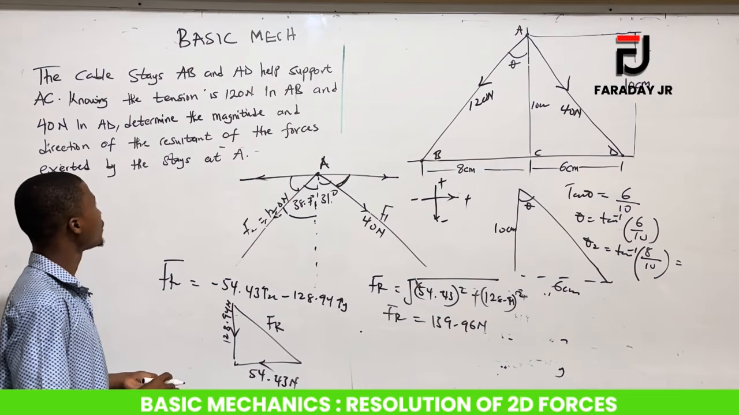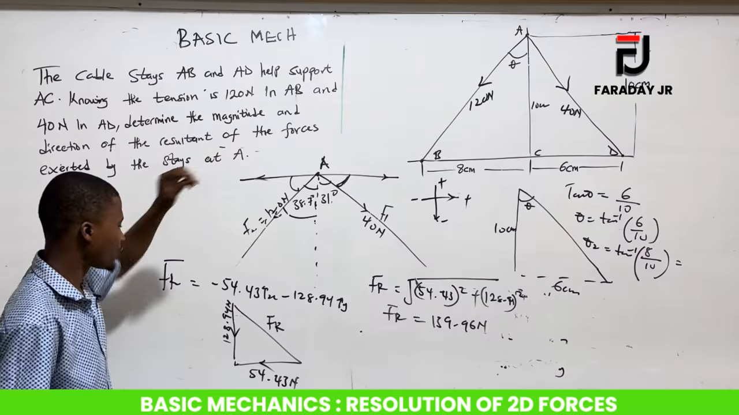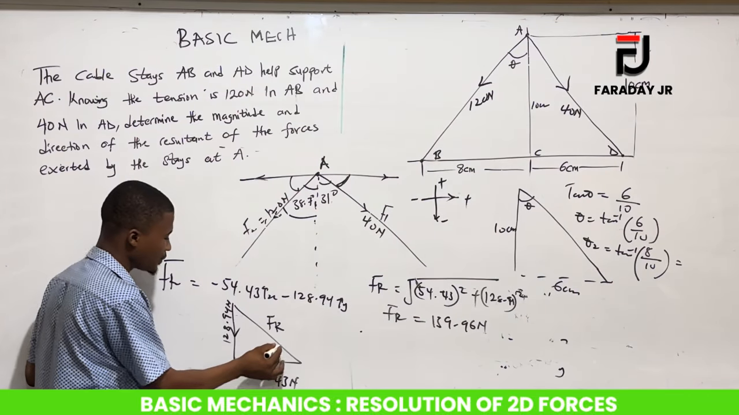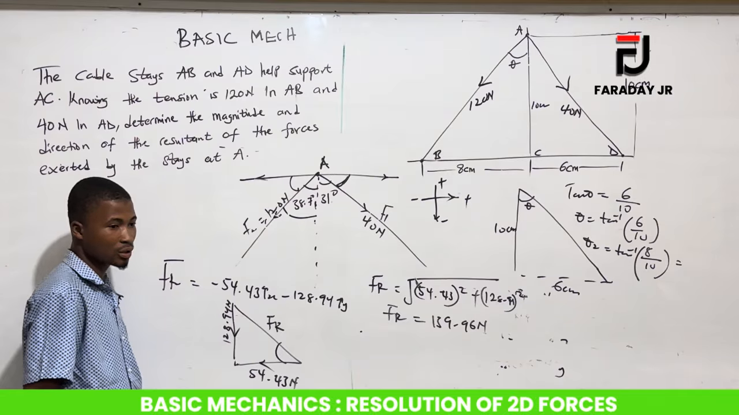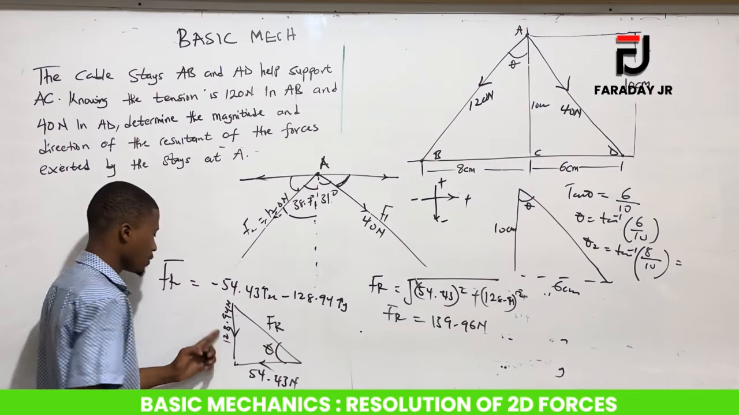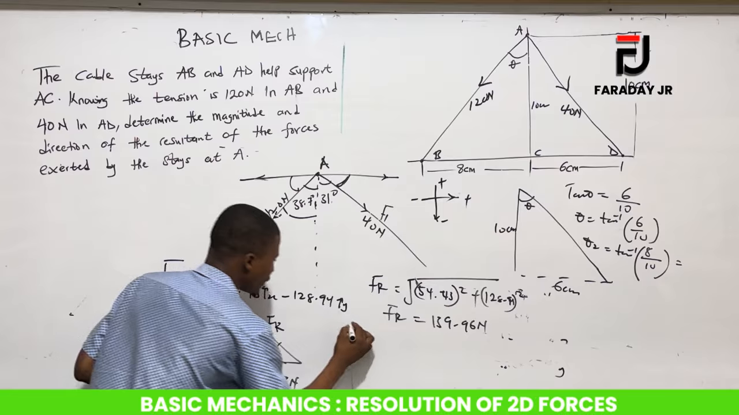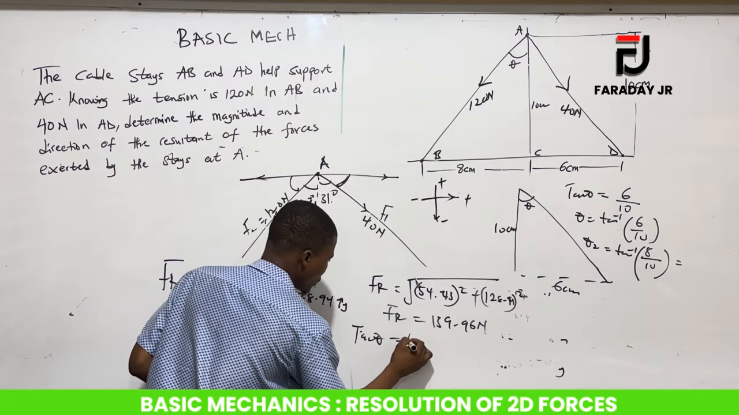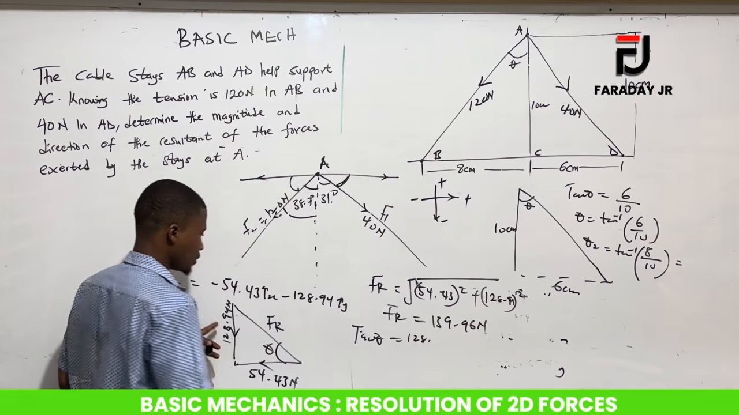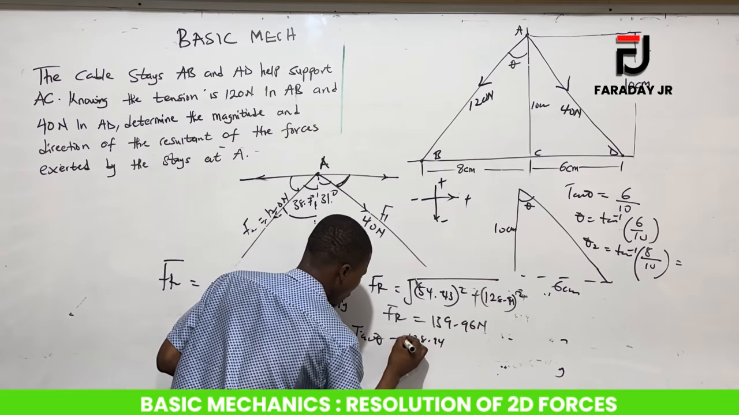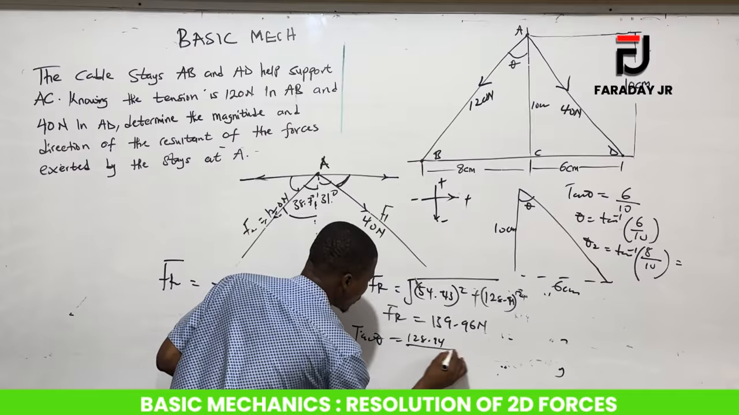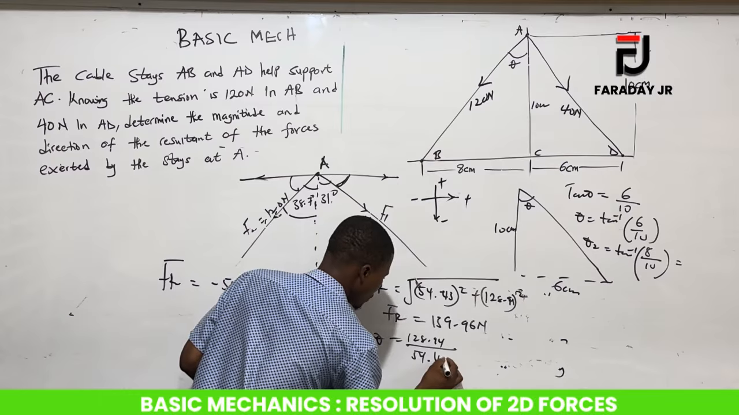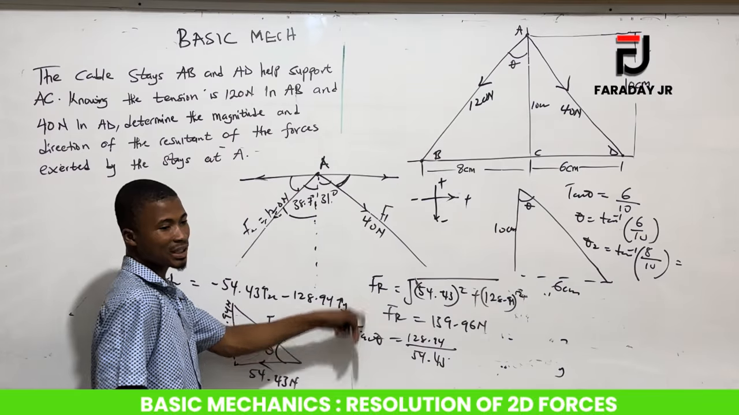So assuming the question says determine the direction of the resultant force. It simply means that you find the angle the FR is making with the x-axis. And that's so easy, because if you want to find this angle, you can use this and this. So we can see that tan theta will be equal to the opposite, which is 128.94, divided by 54.43 Newton. And we can find tan inverse to get the angle.